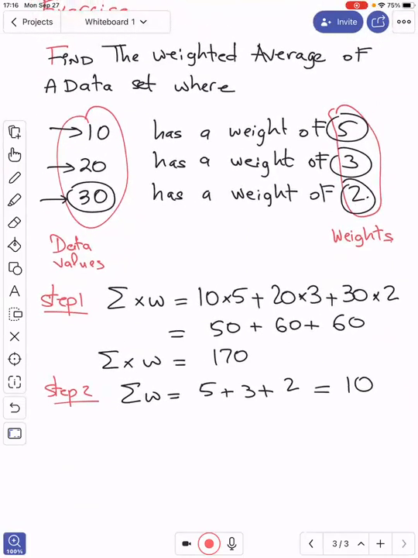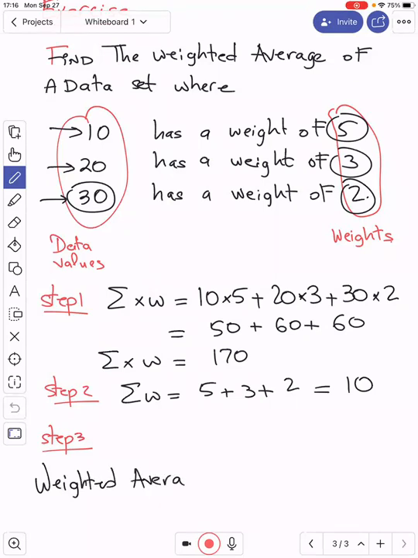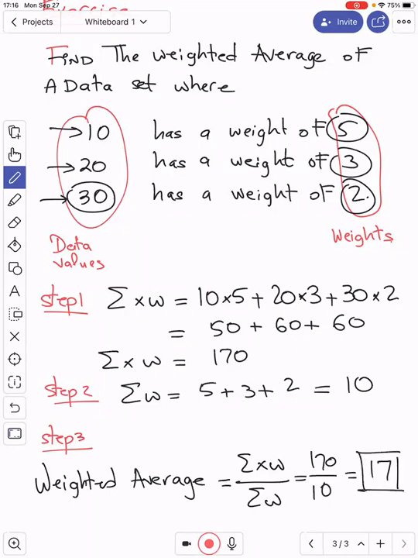Now, all you have to do is just divide. So step 3, we divide the sum of x times w, the data value times the corresponding weight, over the sum of the weights. So that will be 170 over 10, which is, of course, 17. So the 17 would be your weighted average.